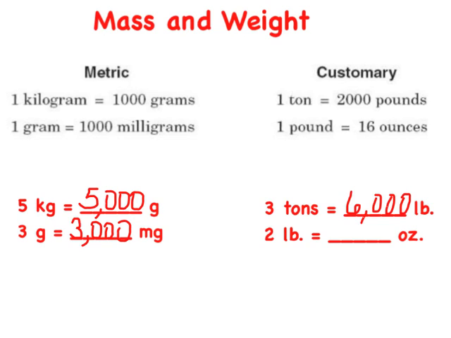And then my final question, 2 pounds equals how many ounces? Well, according to my chart, 1 pound is 16 ounces. So if I doubled that, 2 times 16 would be 32 ounces.